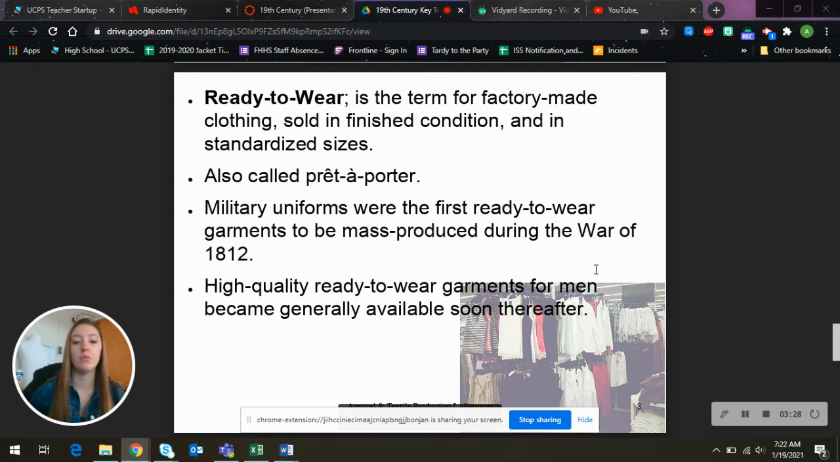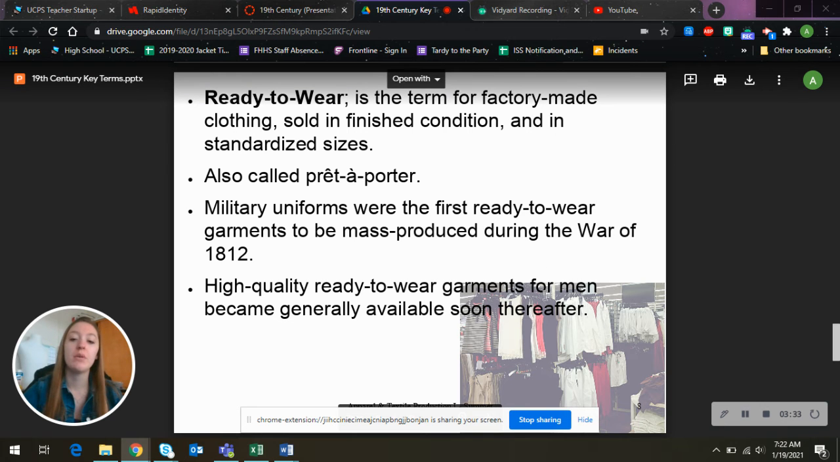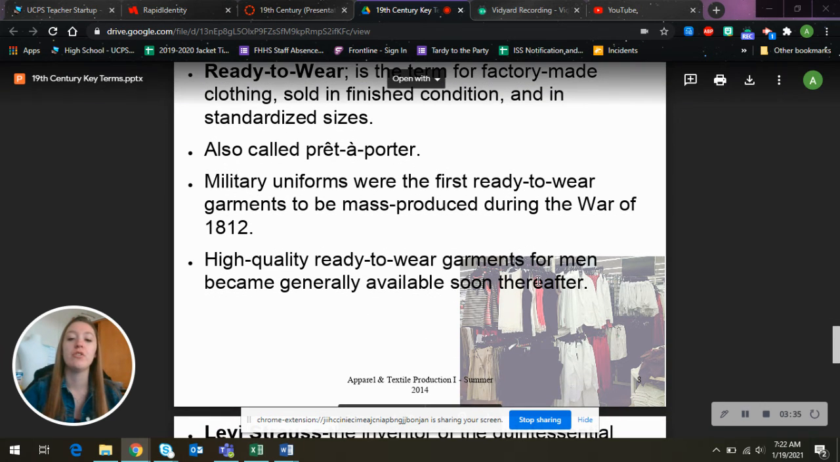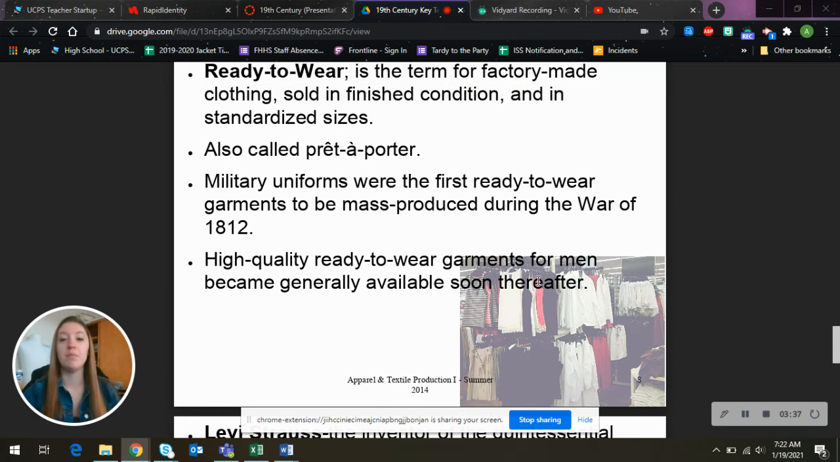They were mass produced during the War of 1812. And high-quality ready-to-wear garments for men became generally available soon thereafter. As you can tell, that is for men and not women. Women did not get ready-to-wear outfits until about 5-10 years later.